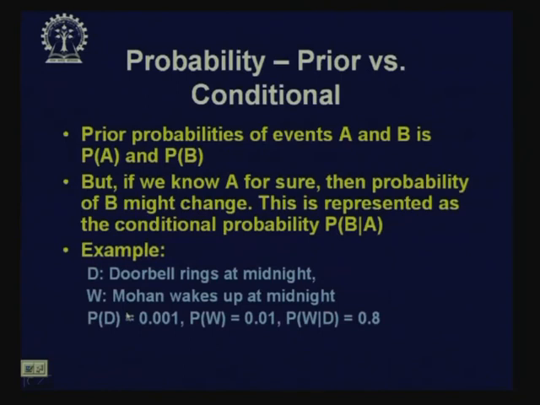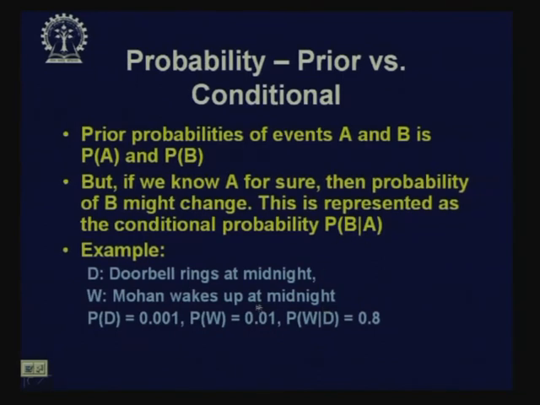Next, I just now mentioned a priori probability. Suppose the prior probabilities of events A and B are P A and P B. We know the prior probabilities of P A and P B, but if we know A for sure, then the probability of B might change. If we know A for sure, then this is represented as the conditional probability of B given A.